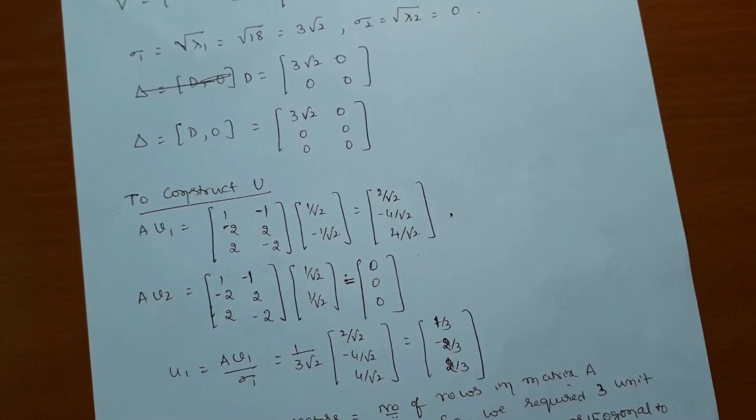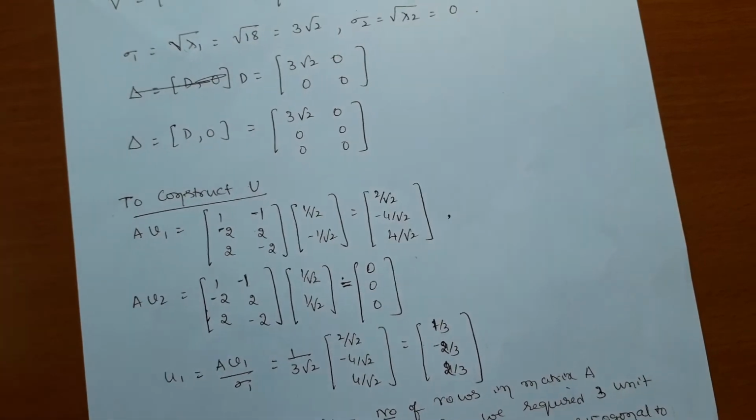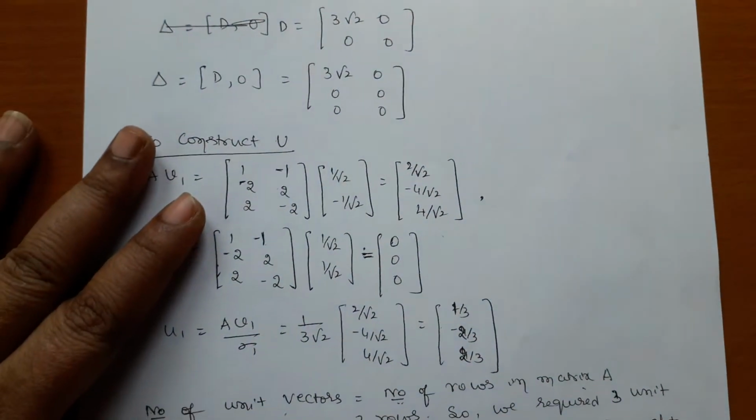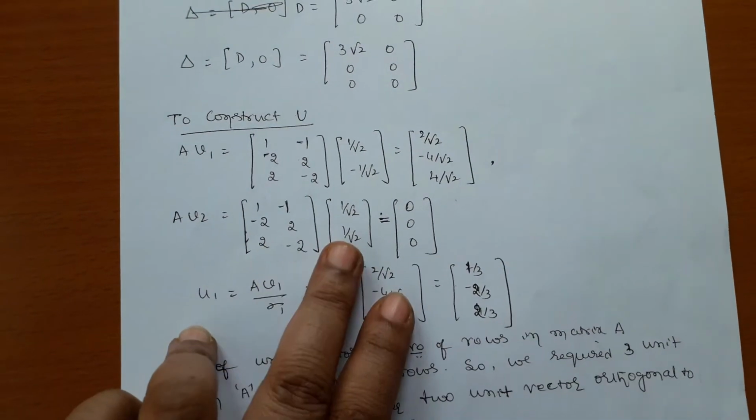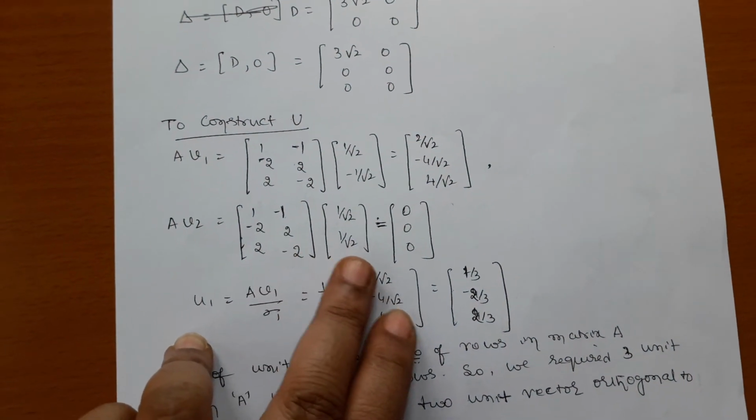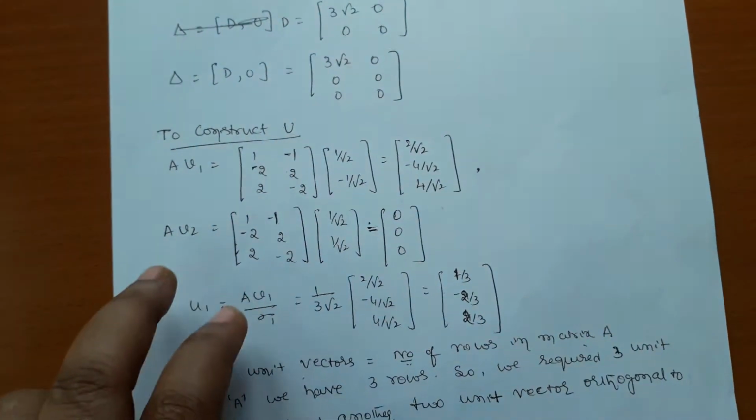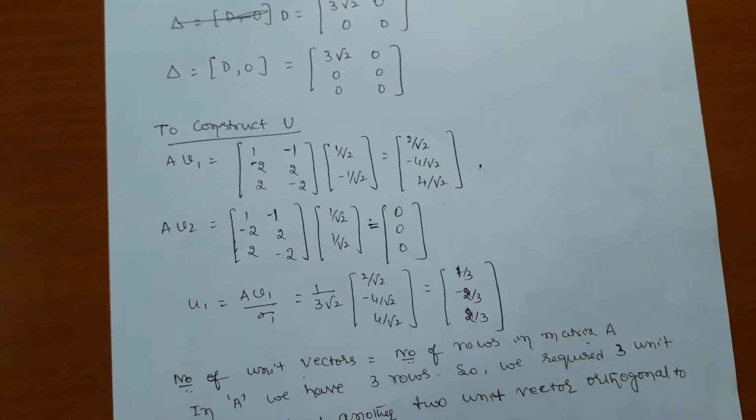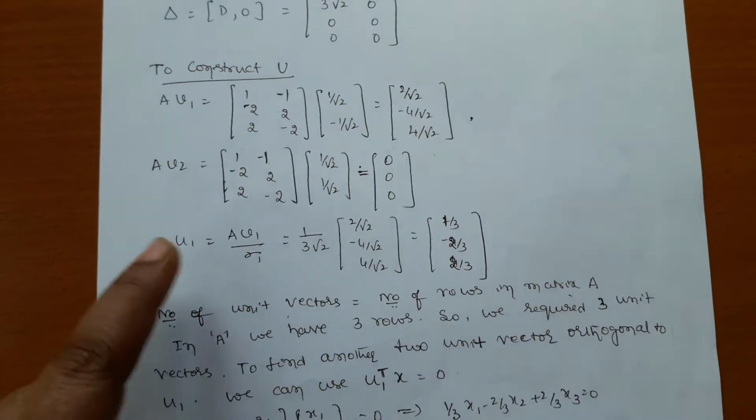Therefore AV2 is 0 and sigma 2 also must be 0. That is an indeterminate form. That's why we get a 0. Please try to understand. Now we can't find AV2, because it is a 0 vector. Once you divide it by lambda 2, what do we get? Infinity. But here we get 0 by 0. It's an indeterminate form. Therefore, we get only one u1.